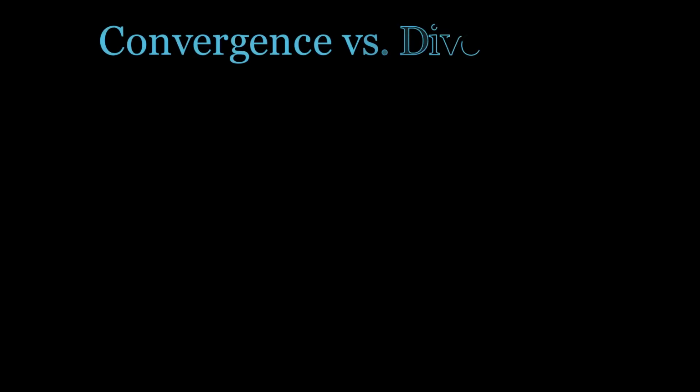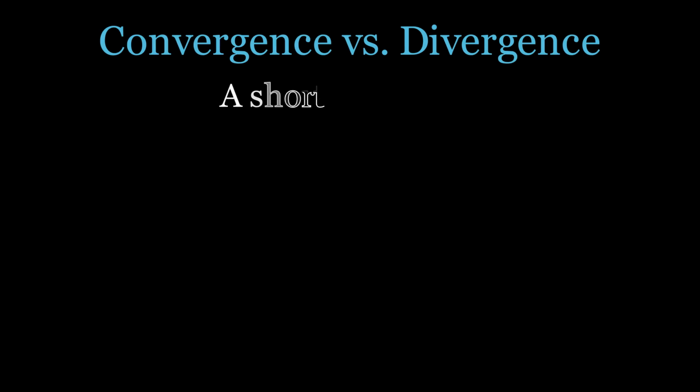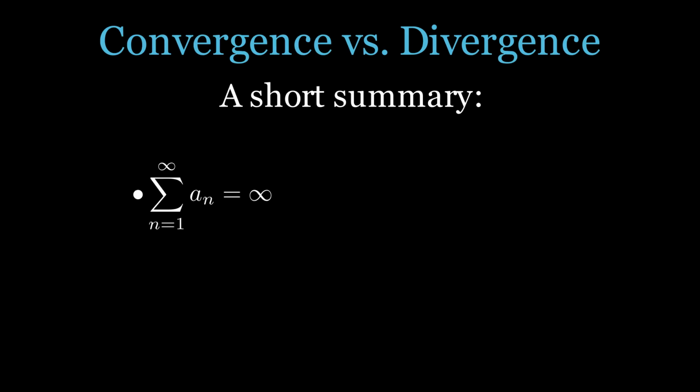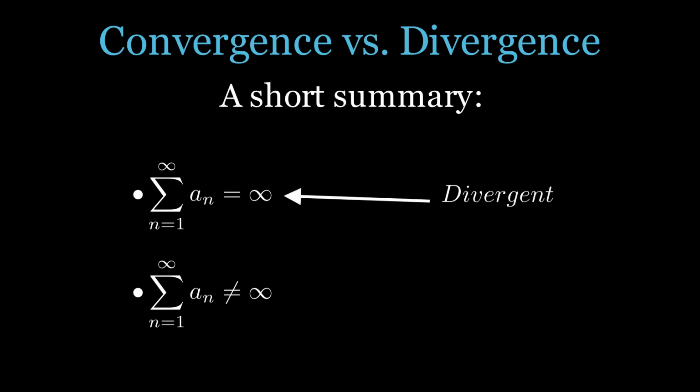Let's talk about convergence versus divergence. A short summary. Thank you, Pass me. So, if the summation from 1 to infinity of a sub n equals infinity, it diverges. It does not resolve into a finite solution. You cannot label it by a number, and vice versa. And that would be convergent.